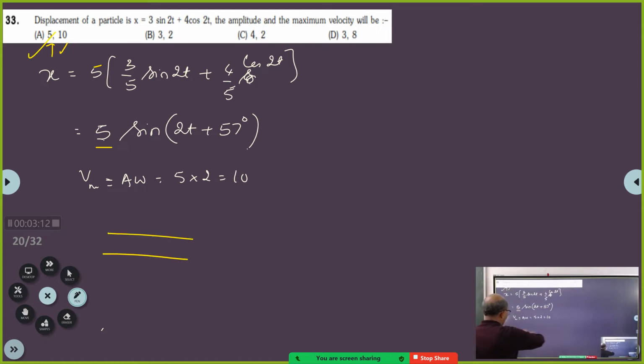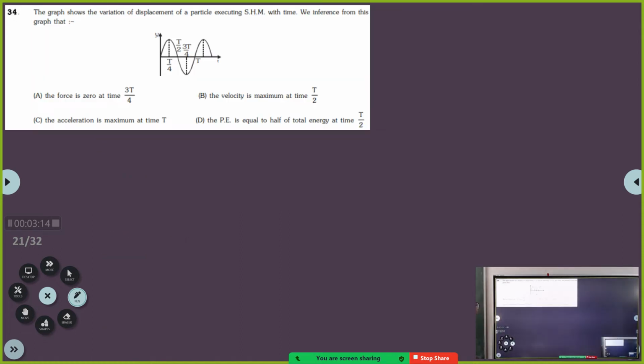Okay. So the graph shows the variation of displacement of a particle executing SHM with time. With inference from this graph, I have taken very simple problems. So quickly by inspection solve, and other students also please answer, so I can move fast.